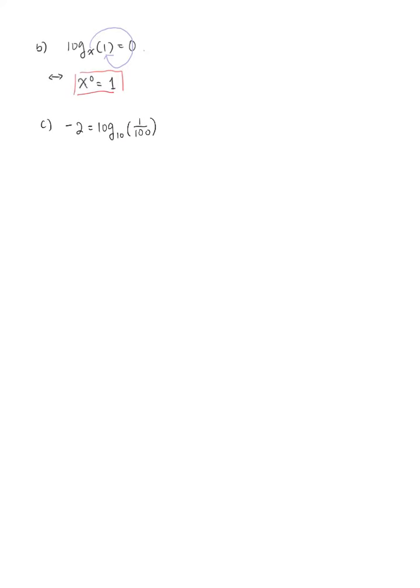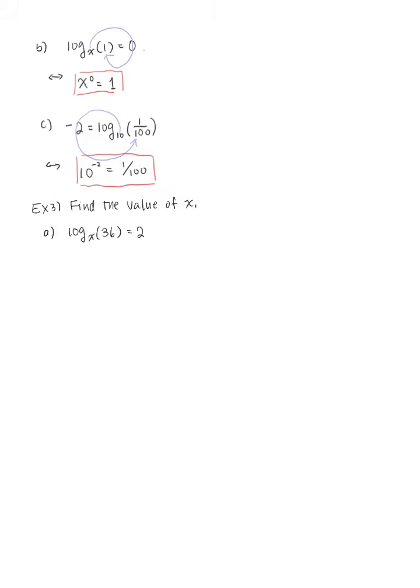All right, how about this? Why don't you try this one by pausing the video? And again, I'm pausing, I don't know why. All right, so I'm going to assume that you paused it. Let's do this. Here what we're going to get is 10 to the negative 2 equals 1 over 100. So let me write that. We got 10 to the negative 2 equals 1 over 100. So there is that.